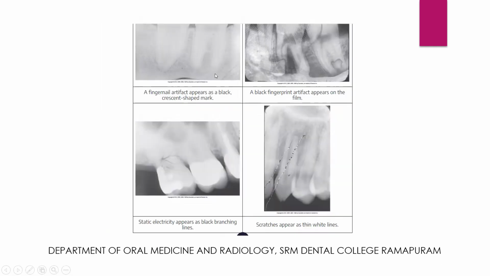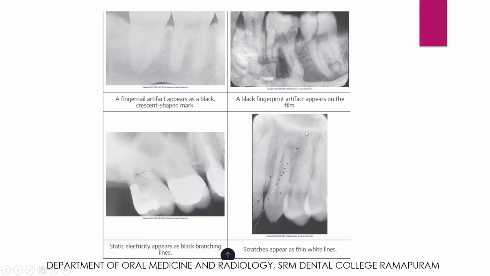A fingernail artifact appears as a black crescent-shaped mark in the lower end of the radiograph. A black fingerprint artifact appears on the film. So this is again a fingerprint or a phalangeal mark. Static electricity appears as black branching lines. And these are scratches on the emulsion. They appear as thin white lines.